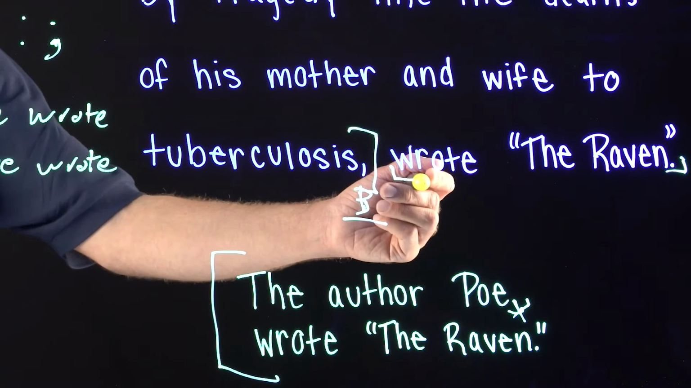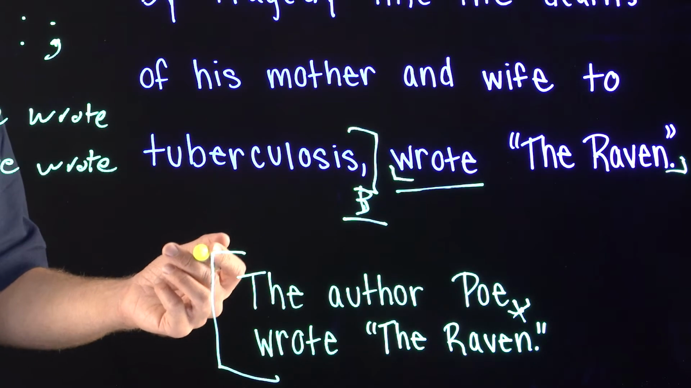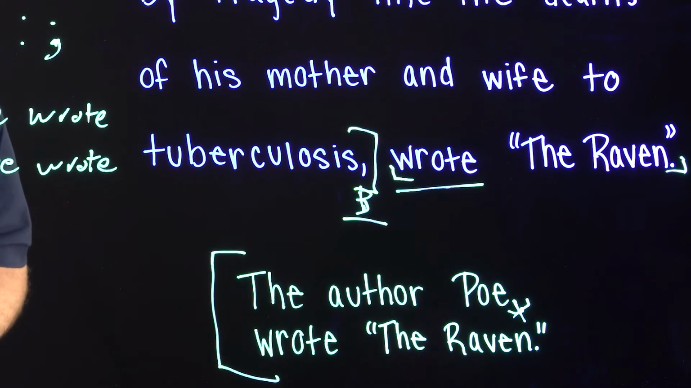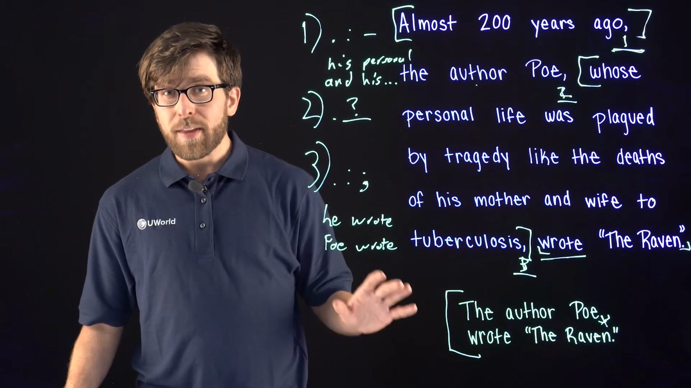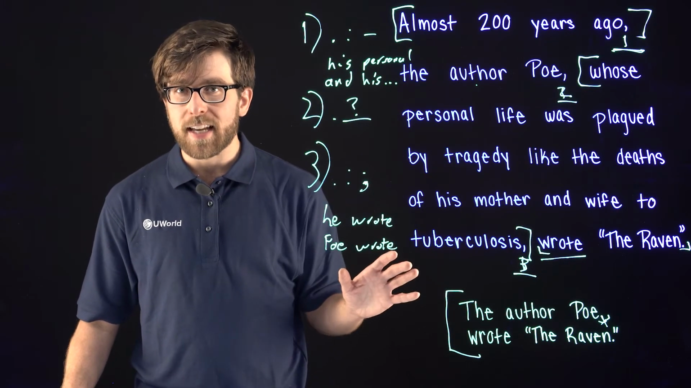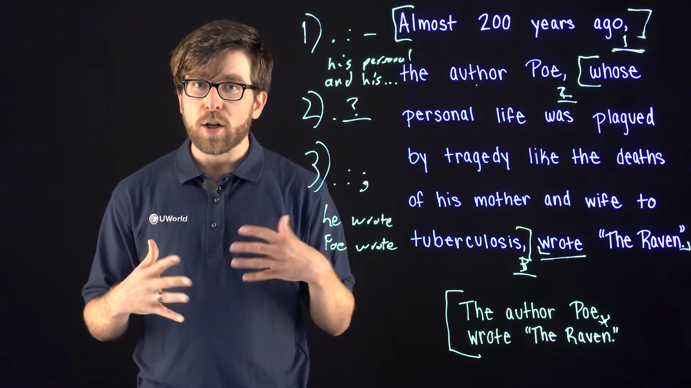Finally, they might also change this word wrote here into another verb form, like writing or written or had written. And so while some of that has to do with tense, and you could kind of look at the sentence and say, well, when is this happening? And which one makes the most sense?